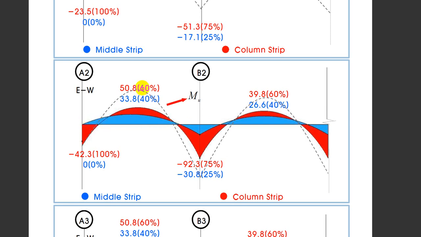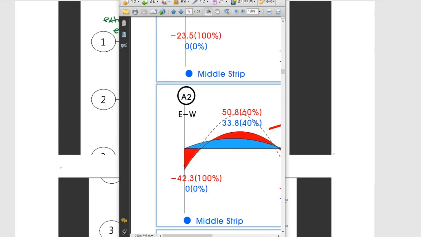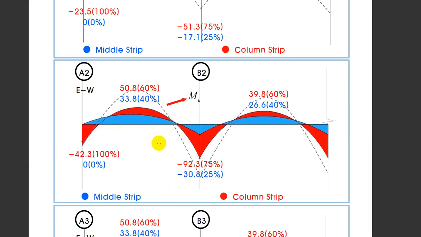Now when you go to the positive moment, you share 60-40 between column strip and middle strip. That's what we know. So here, the magnitude, the entire magnitude of the total statical moment is 84.7. Okay, I'm going very slowly because this is the first time. It'll make you understand thoroughly. Here, the total statical moment is 84.6, which will be divided into 50.8 and 33.8 right there.